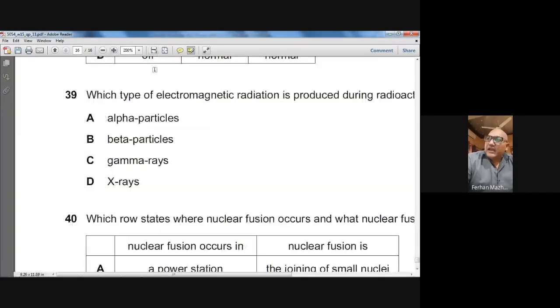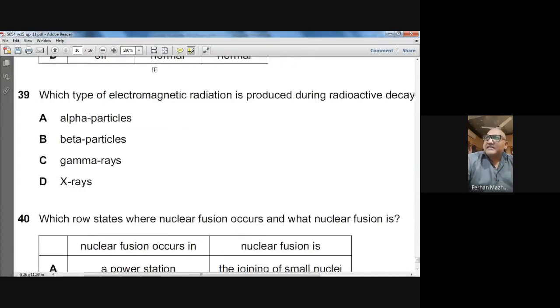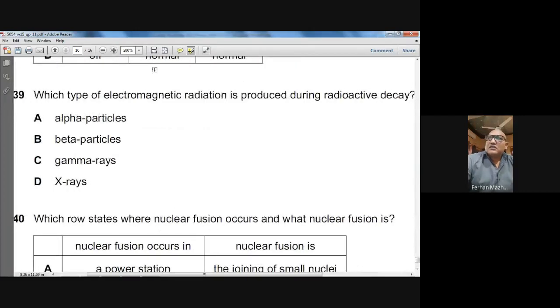So here comes question number 39. Which type of electromagnetic radiation is produced during radioactive decay? There are three types of radiation in our course. One is alpha particles, which are like helium nuclei. Then we have beta, which is like negative electrons. And then we have gamma rays. Gamma rays are basically electromagnetic waves.